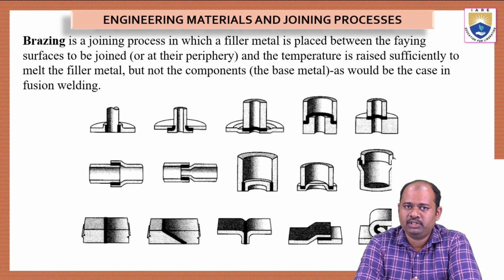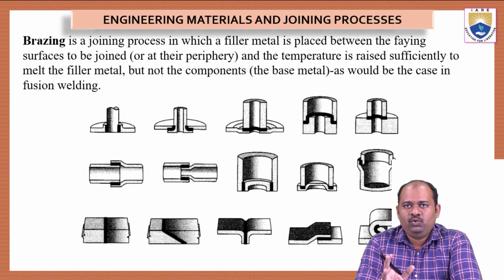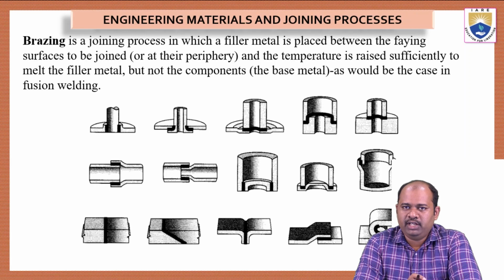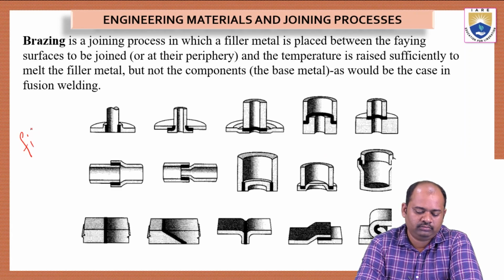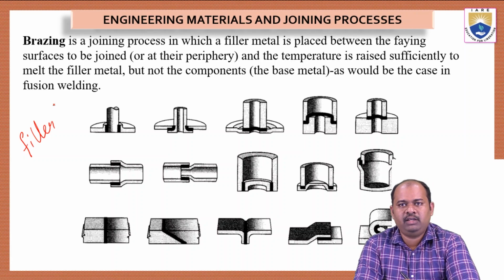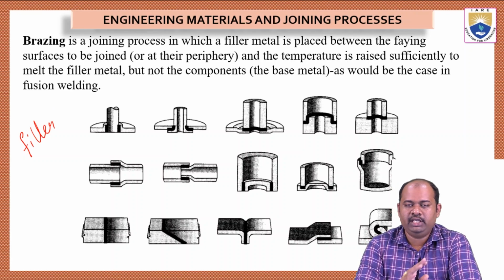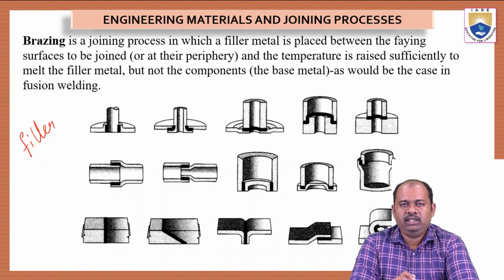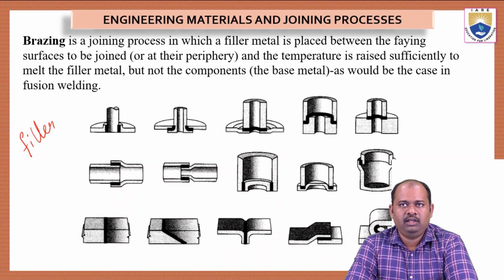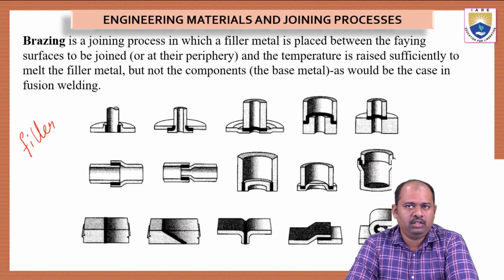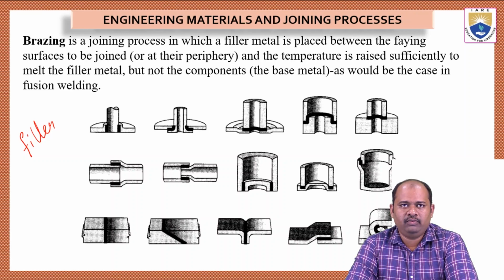It is also a joining process where two objects can be joined by using some other metal that is called filler metal. So this filler metal can be joined with the help of this brazing technique. Brazing is a joining process in which a filler metal is placed between the faying surfaces to be joined, and the temperature is raised sufficiently to melt the filler metal, but not the components as would be in the case of fusion welding.